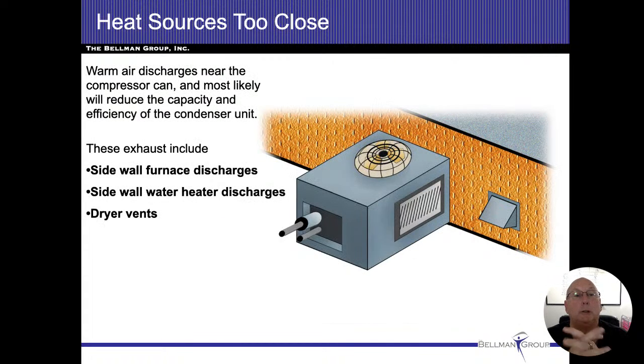Warm air discharges near the compressor can most likely reduce the capacity and efficiency. All right. So sidewall furnaces, sidewall water heater discharges, and dryer vents. Now the furnace, sidewall furnace discharges, I mean, the furnace and the air conditioner are not going to be running at the same time, all right? And if they are, they might be two separate units. So because of efficiency, I can't buy into that one.